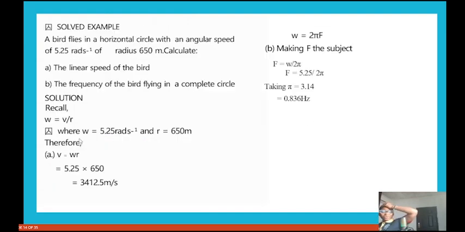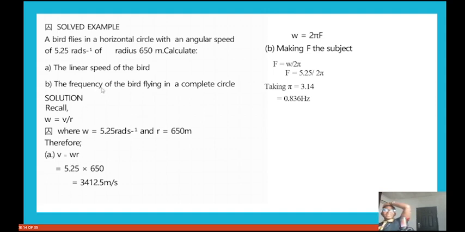And that was what we did here. So look at it now. It's easily explained. You have your omega as 5.25 rad per second. You have r, which is the radius, at 650 meters. So how can we get the linear speed v? The linear speed v is just the omega in rad per second multiplied by the radius, and we got it as 3,412.5 meters per second. So easy, right? We have gotten the relationship between the two. The linear velocity is the angular velocity multiplied by the radius.